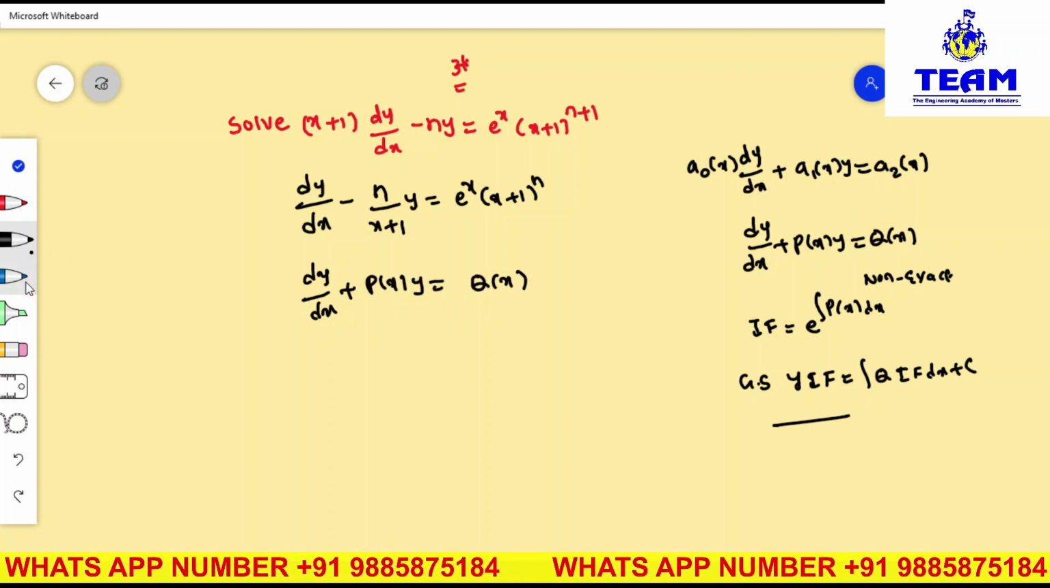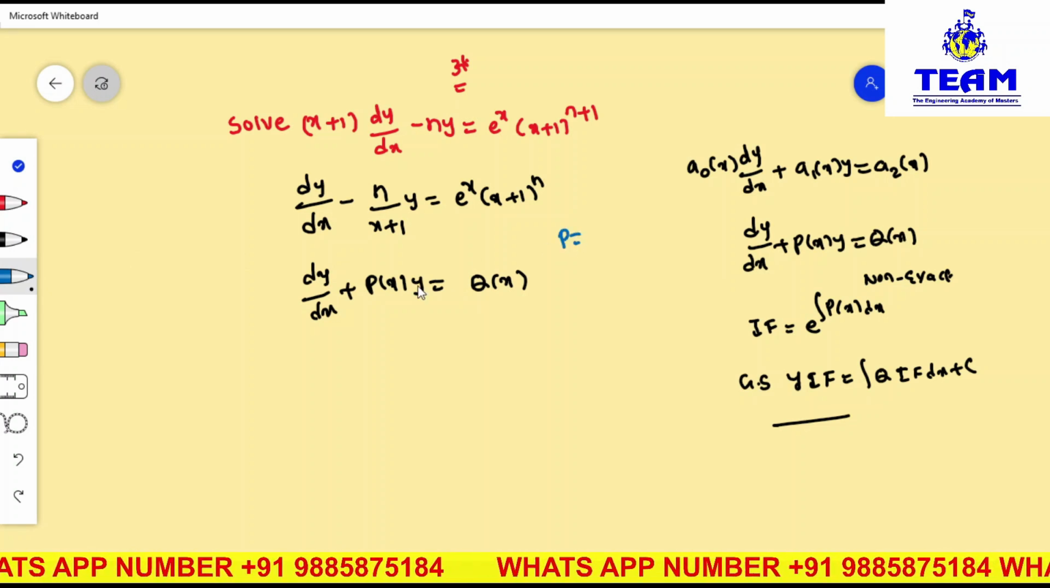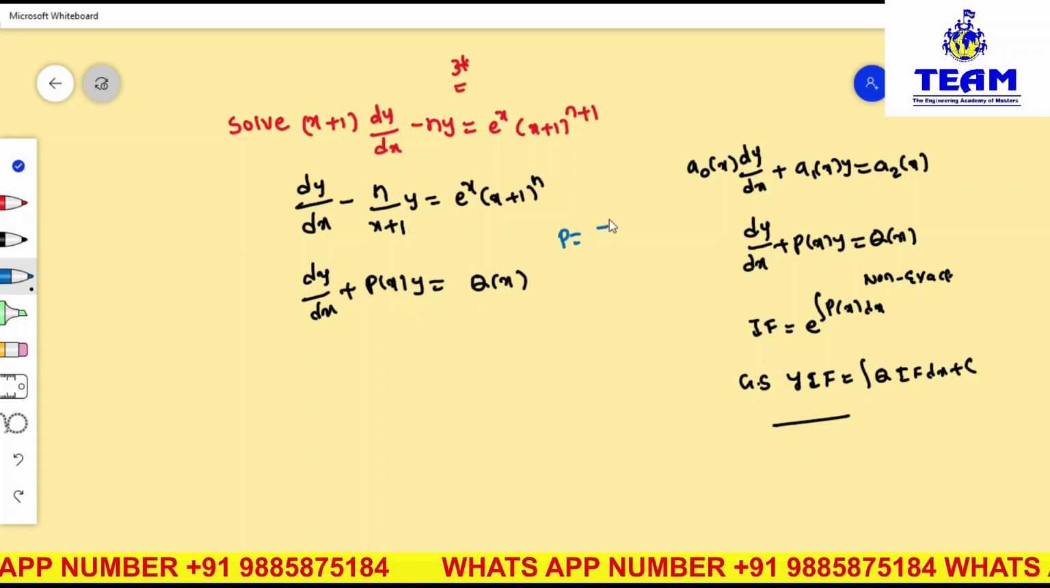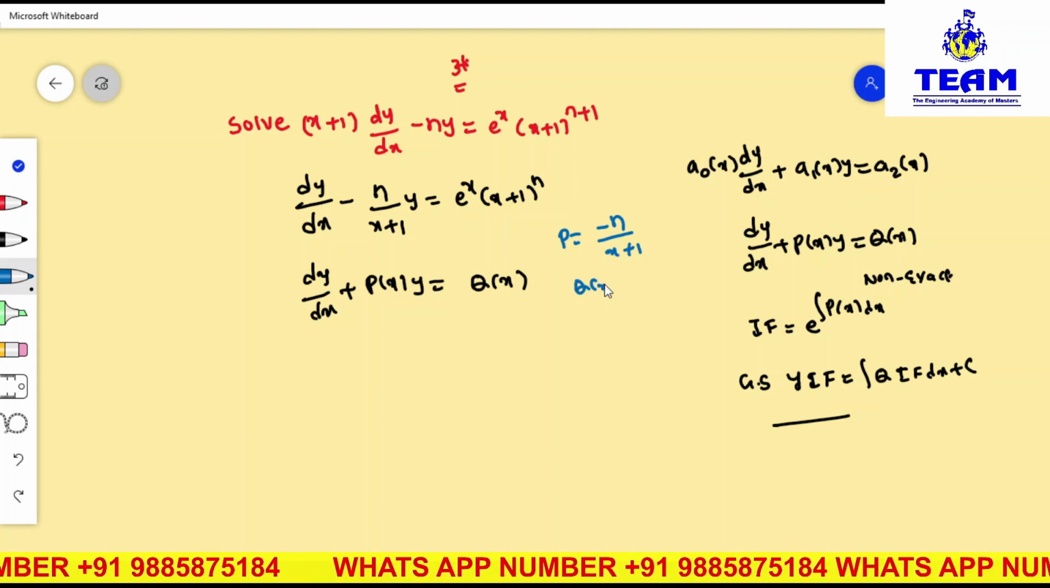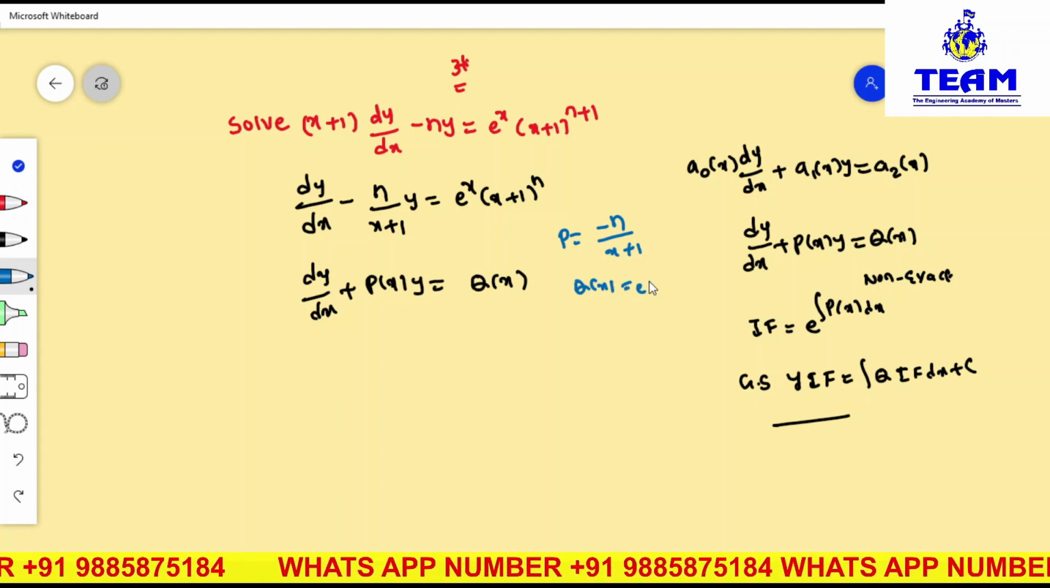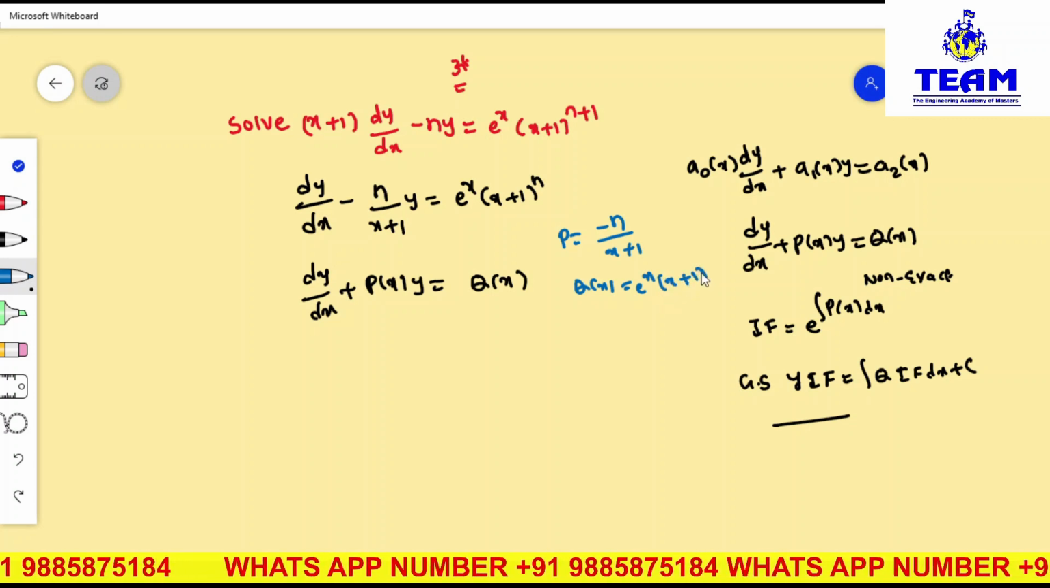Yes or no? Where p is equal to the y quotient. The y quotient, what you have here? Minus n by x plus 1, and q is the right side part. What is the right side part? We have e to the power of x into x plus 1 to the power n.